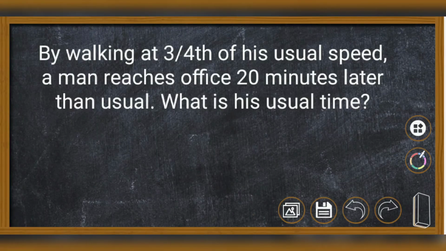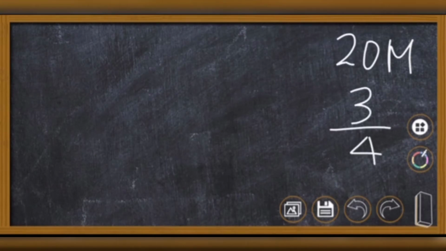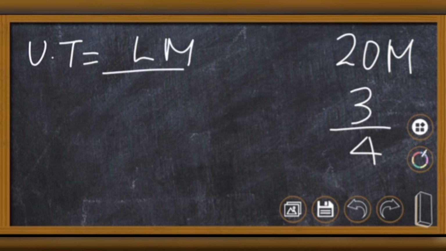So going to the next question. By walking at 3/4 of his usual speed, a man reaches office 20 minutes later than the usual. What is his usual time? So the fraction is given and he is late by 20 minutes. Okay, fraction is 3/4. So what is the equation for usual time?